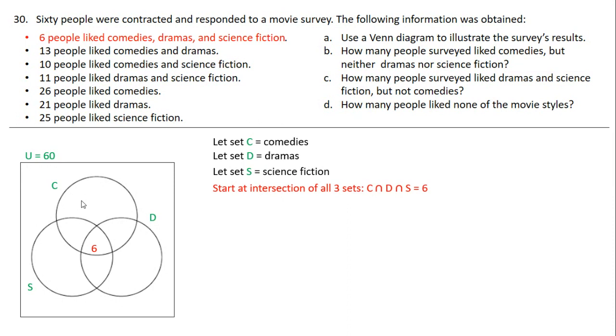So it says here, though it's in red, 6 people like comedies, dramas, and science fiction. 6 people loved all of them. So that goes in the center, right? Then we have C intersection D. So here we have 13 people that like comedies and drama. That's what the intersection means. So where would that go? Between C and D, but I already have 6 there. So what is 13 minus 6? 7, right? And 6 plus 7 would give me that 13.